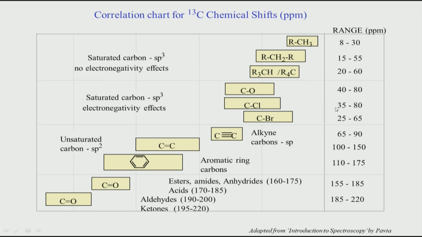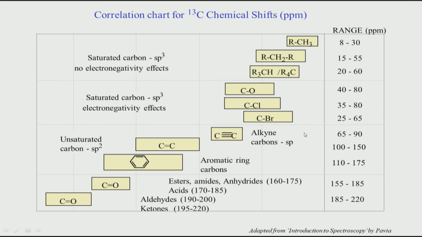And then you look at halogens, also very much downfield shifted, somewhere around 40 to 80, and the same is for bromine. Of course, as the electronegativity decreases, it goes upfield. So, that is why chlorine, which is more electronegative, the range of carbons attached to chlorine is higher than that of bromine.